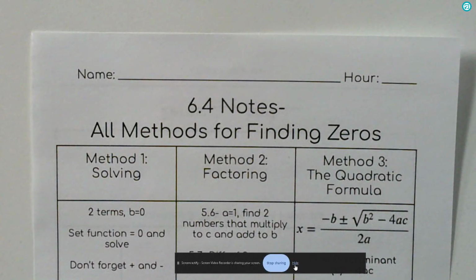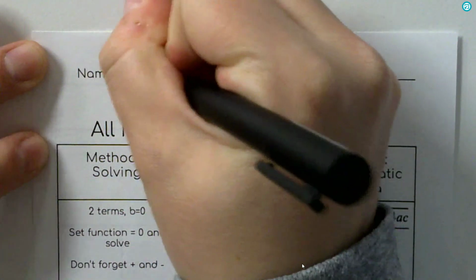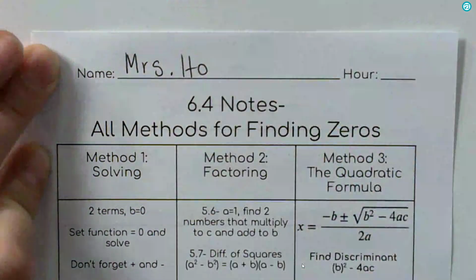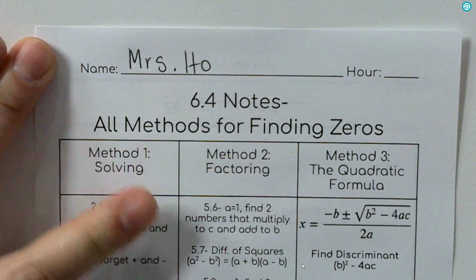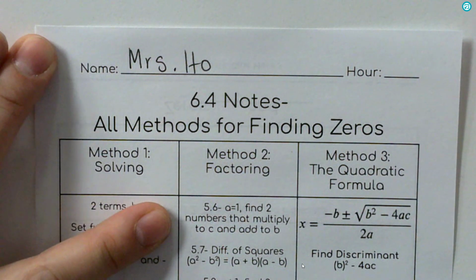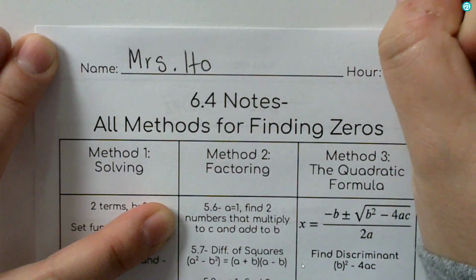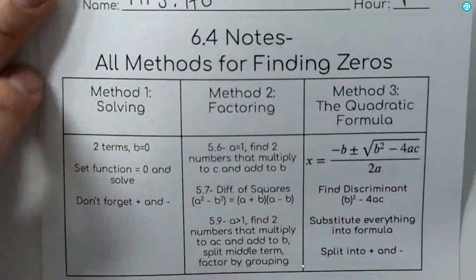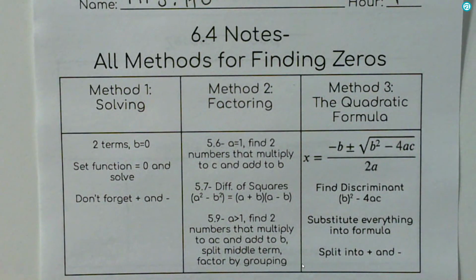It's recorded. Hey, so we have learned three methods of solving, finding zeros, finding x-intercepts, finding the roots of our quadratics. Here is a quick recap of all three of them.